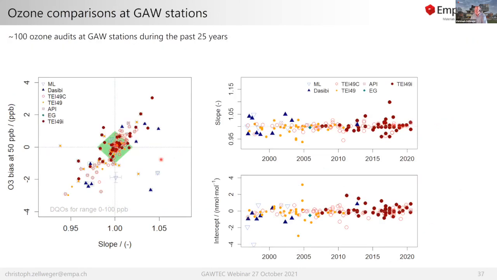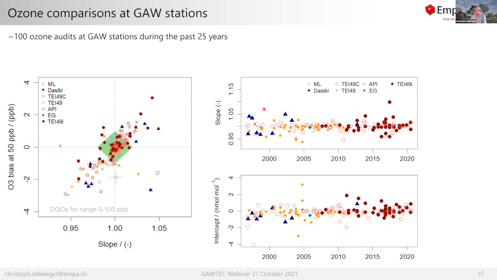So now in this graph I show the results of the ozone audits that we did over the last 25 years. So this is more than 100 individual comparisons for different instruments. Here again, you have the goal that we have in GAW. And of course, not all the instruments in the field are meeting this goal. It's maybe roughly, well, I would have to look because there are many points here in the middle, but it's a little bit more than half of the instruments that meet these requirements. And what you also see, these are different brands.